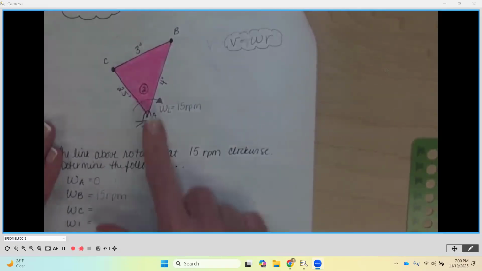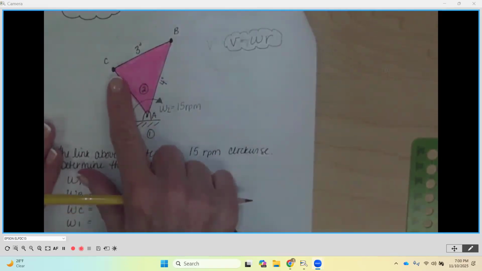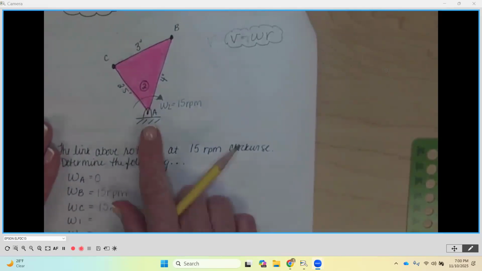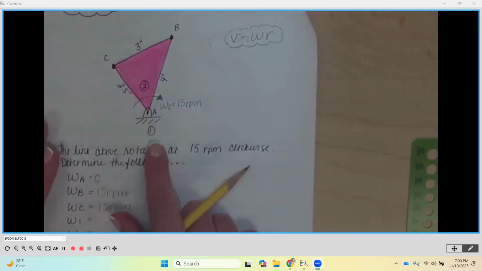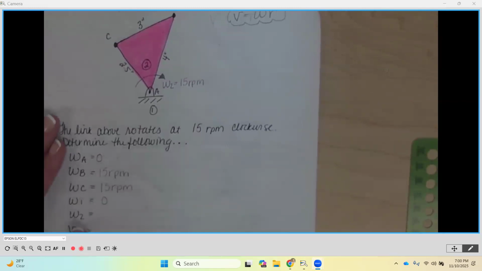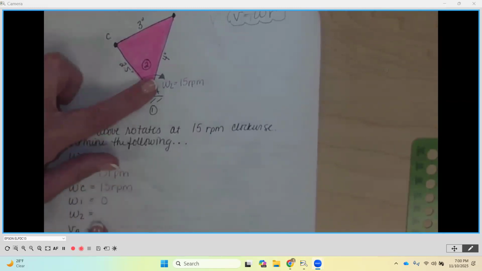Okay, with that same logic, moving to point C, angular velocity of C is 15 RPMs, right? Yeah. What about the angular velocity of link number 1, the frame? 0. It's going to be 0. Yep, 0. The frame is not moving. Okay, what about W2?